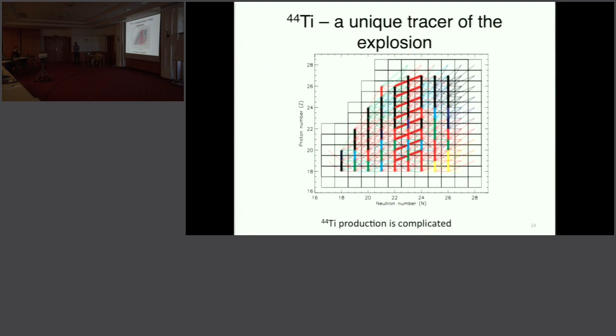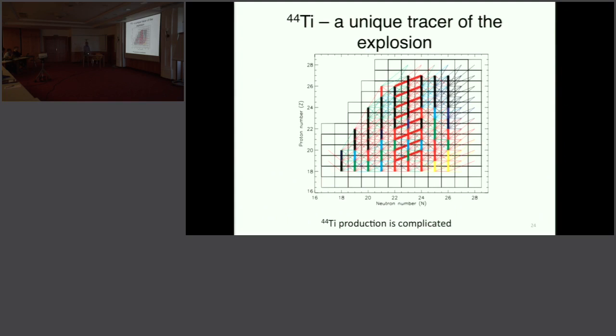So titanium 44, unfortunately, is a complicated process. Titanium 44 is right here, somewhere. I can't go up straight, but it's right around here. There are lots of paths by which you can produce titanium 44, and by which you can destroy it. There are lots of rates that can change the abundance fraction of titanium 44. So it is a nightmare isotope in the sense of how do we calculate how much titanium you could produce. But the advantage of it being so dependent on a lot of different scenarios is it's very sensitive to the exact conditions in your explosion.